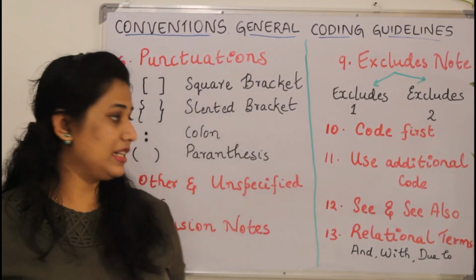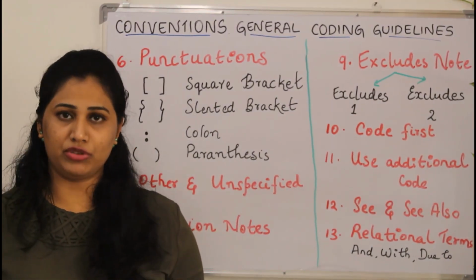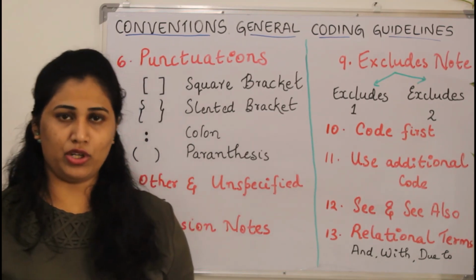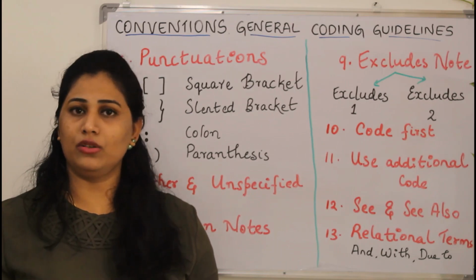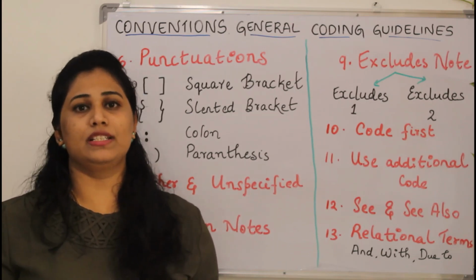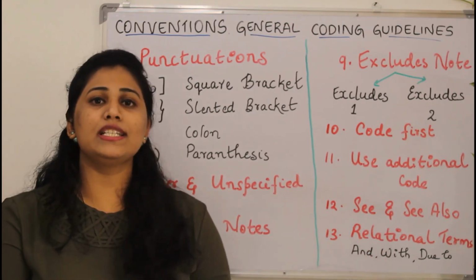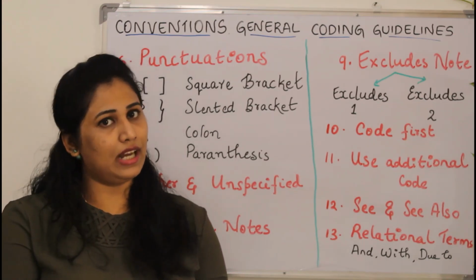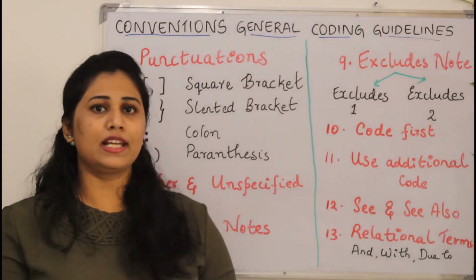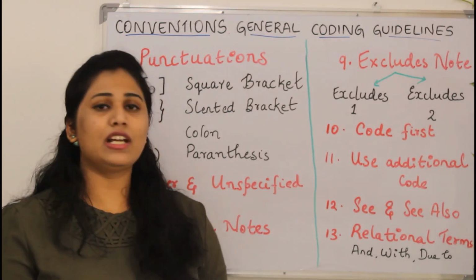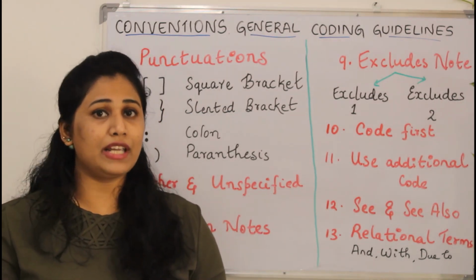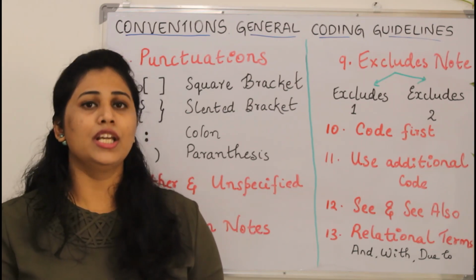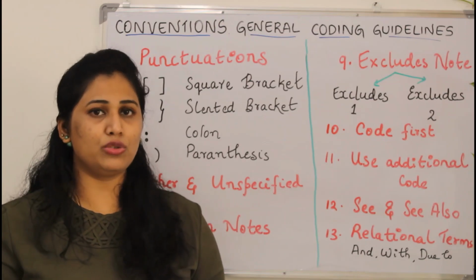So the last point is relational terms. In that we have 3 points: and, with, and due to. In this, due to is very important. And means along with. Okay, that means something along with this. And when it comes to with, it is associated with. This particular condition is associated with the other one, or the manifestation will be clearly mentioned over there. And when it comes to due to, that means the primary diagnosis is due to some or the other underlying condition.